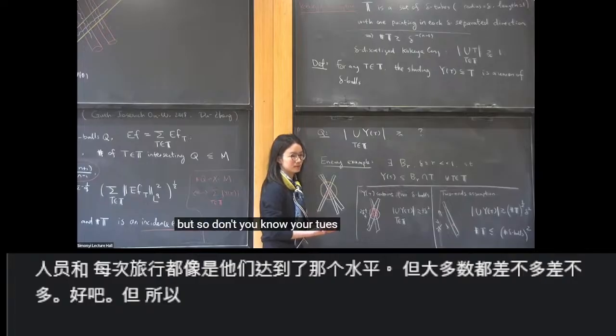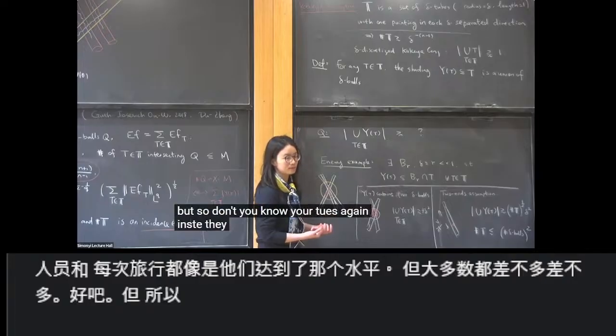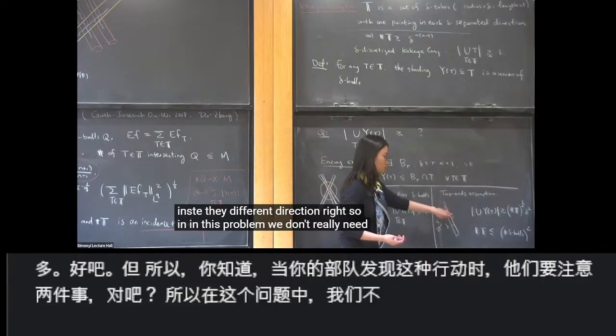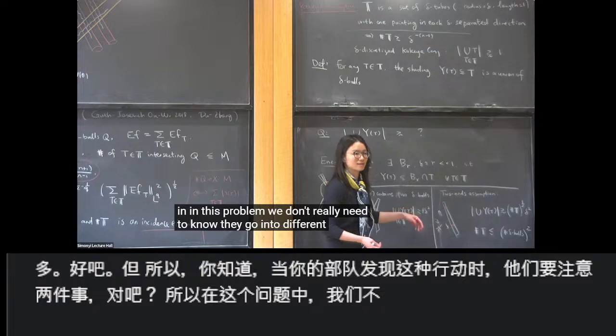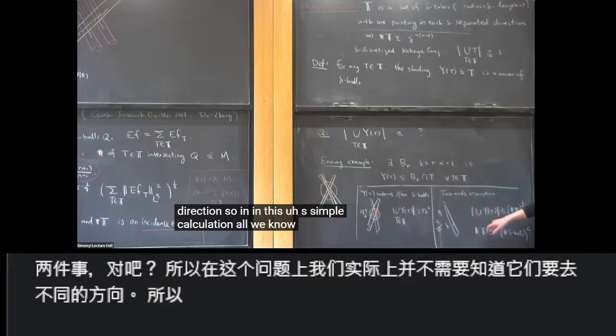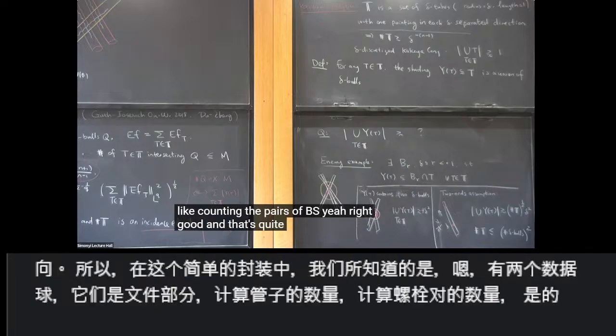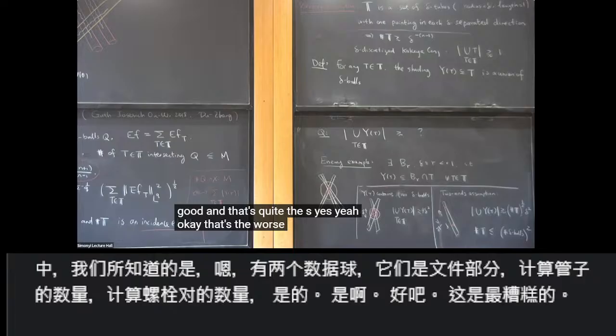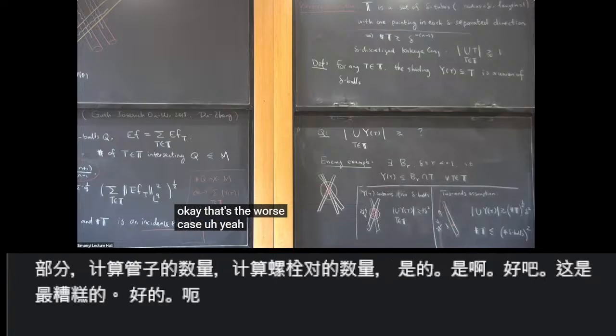Tubes that go in different directions, right? So in this problem, we don't really need to know they go into different directions. In this simple calculation, all we know is that each tube is different, there are 2 delta balls that are far apart. Counting the tubes is like counting the pairs of balls. Yes, that's the worst case.